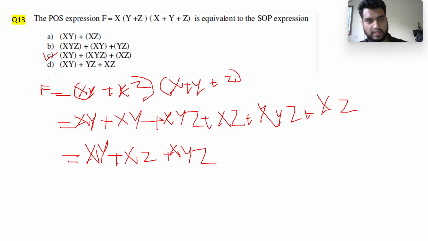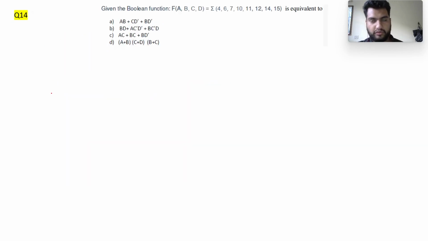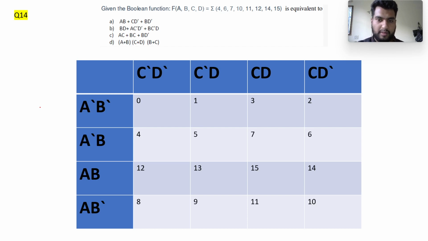So this was a simple question that I had put in here. Now going forward to this option 14. So this is another Boolean function. I had kept it here, so I thought you guys will solve it, but since you have done a lot of questions regarding this, I'll just show you the solution quickly. So we have this Boolean function f of a, b, c, d, which is equal to summation of minterms 4, 6, 7, 10, 11, 12, 15, and we have to minimize it. So we can use a K-map.